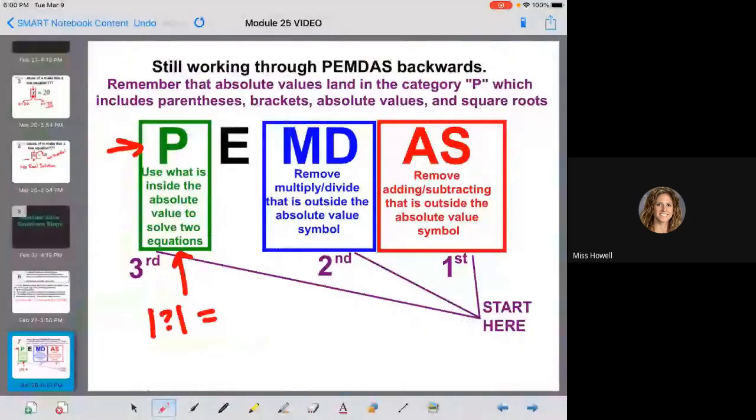Once you get to where you have an absolute value equals and then a number on the other side, that's when you can take this inside and break it apart. It's just the absolute value portion of the problem that has two possible scenarios. All right, so let's look at examples.